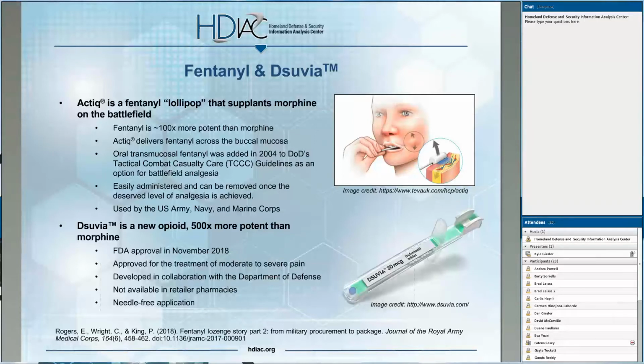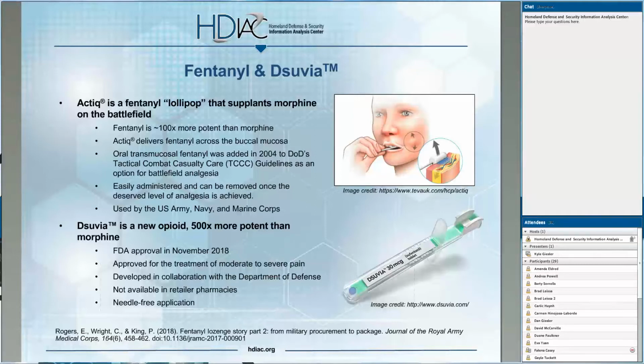But with that in mind, prior to the release of Dsuvia, the DoD already knew that this was going to be a somewhat controversial drug, and with collaboration along with the FDA, Dsuvia is not available in retail pharmacies, and it's only available strictly through hospital settings, surgery, and military personnel for severe pain. This cannot be approved or acquired through the general consumer by any ways or means.